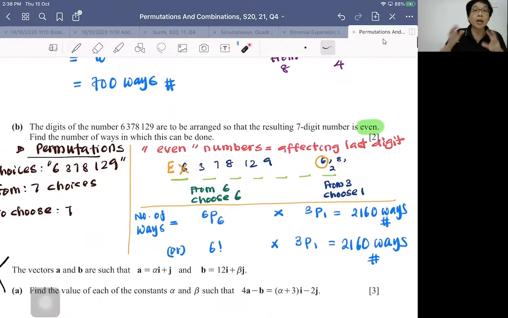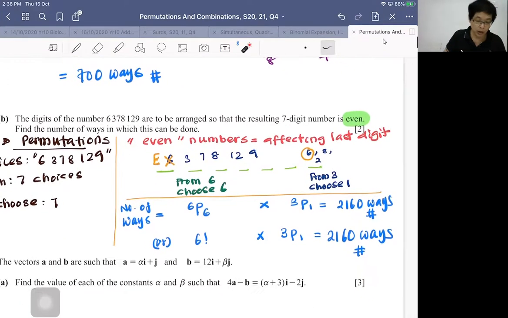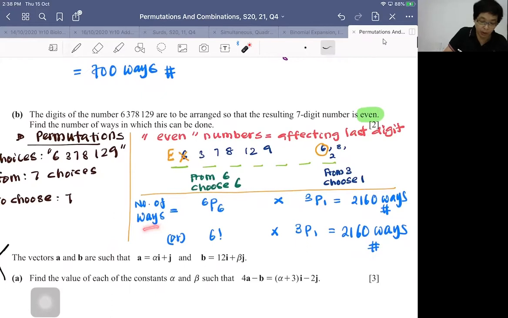Now you have done all your analysis. Coming to the best part of your solution, you put in the number of ways. From the last digit, there are 3P1 because out of 3 choices, you only need to fit in one place each time. Then for the previous digits, you have 6 choices remaining to pick 6. Another option is to use 6 factorial, 6 times 5 times 4 times 3 times 2 times 1.